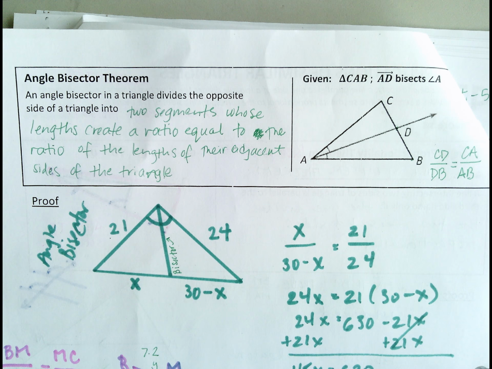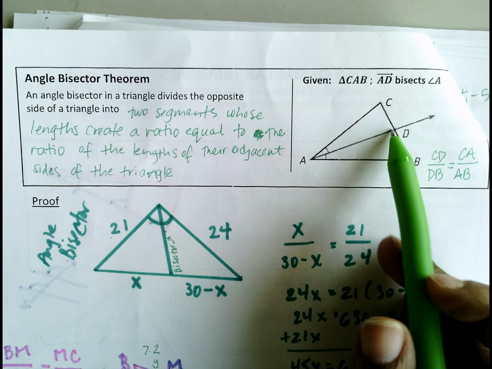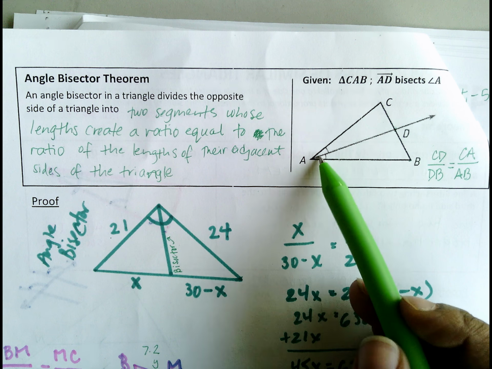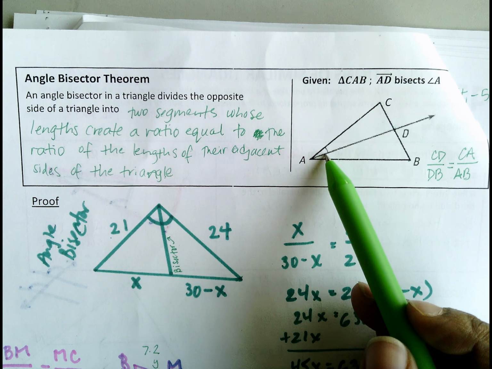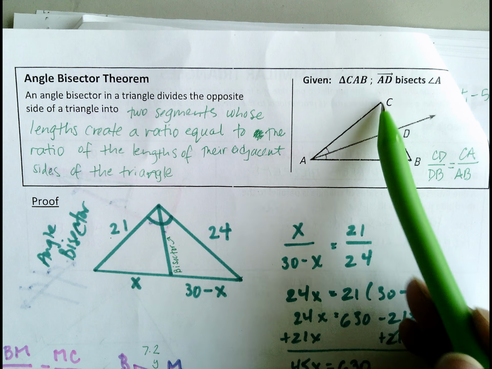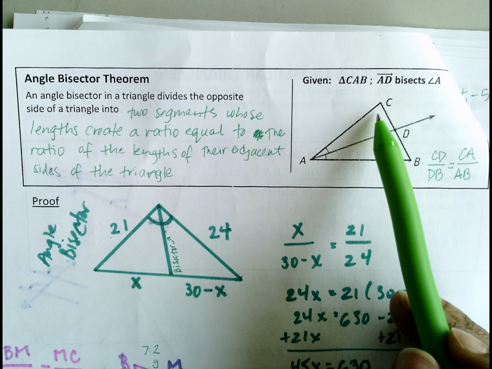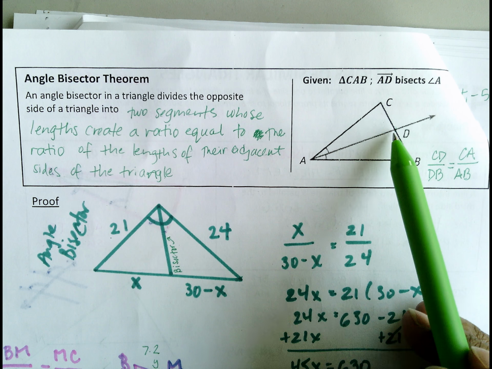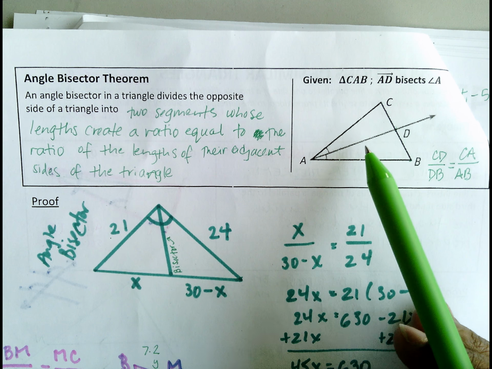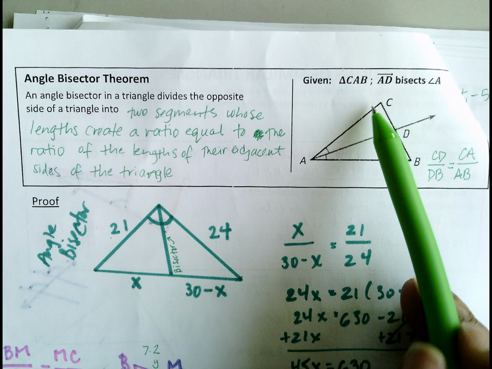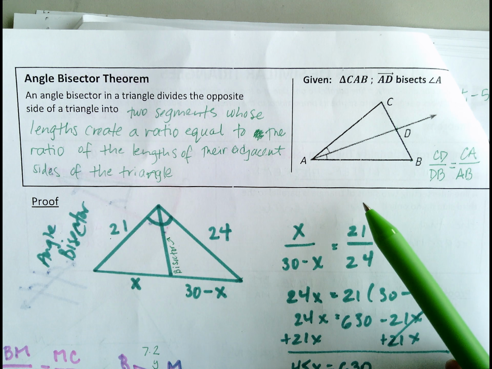The bisector theorem states that an angle bisector in a triangle divides the opposite side of a triangle, and this is the bisector, and this is what they mean by the opposite side, because the angle is being bisected here. It divides the opposite side of a triangle into two segments whose lengths create a ratio equal to the ratio of the lengths of their adjacent sides of the triangle.